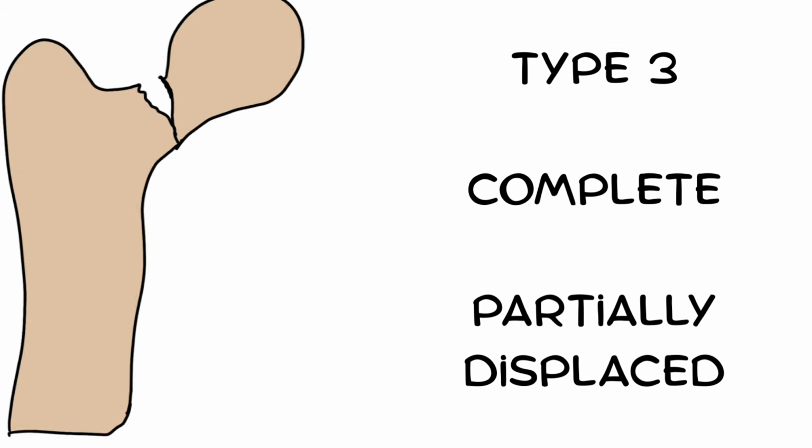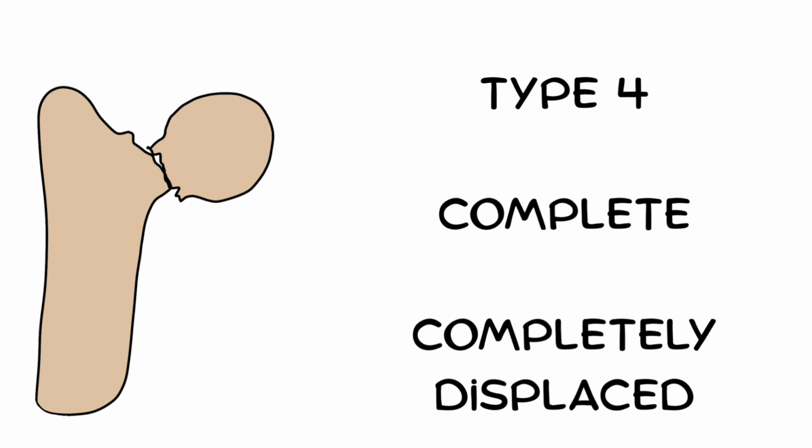This is type 3. And Gordon's type 4 is where the fracture line is complete and also it is completely displaced. So it's like no proper communication, completely displaced. The head of the femur and the distal femur is completely displaced. This is what is called a type 4.